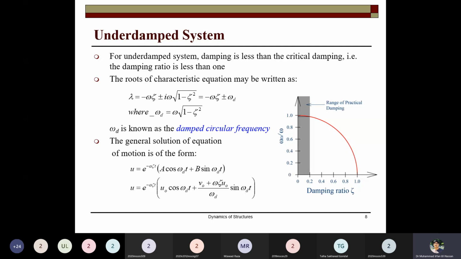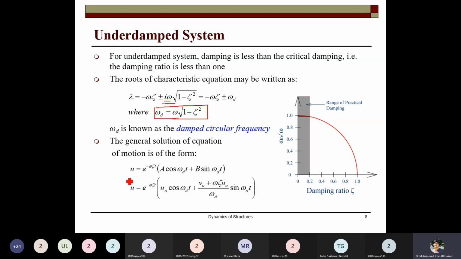What happens when you solve the root here? Because this value will be less than 1, the discriminant will be negative, so iota will be there because the answer will be in minus. So we put the iota outside, and generally the lambda can be written like that, where omega d is equal to omega into square root of 1 minus zeta square. In this case, this is the omega d. D is for underdamped, because it is an underdamped system, so we are denoting it with d.